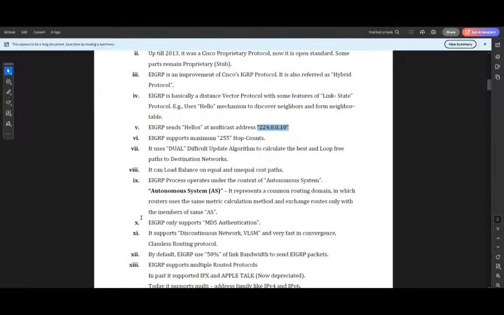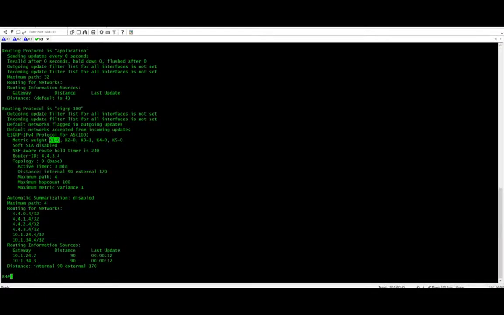So that's it. It supports a maximum of 255 hop counts. 255 hops you can go. Maximum, EIGRP in a diameter can go up to 255 hops. By default, it is only 100, but you can change it to 255.